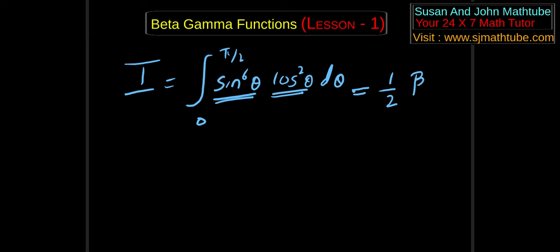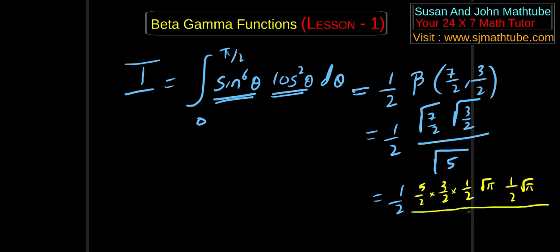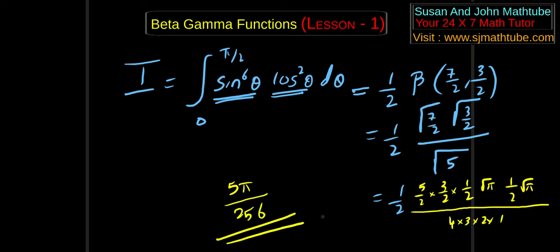So we get 1 by 2 beta, 6 plus 1 is 7, 7 by 2, 2 plus 1 is 3, 3 by 2. And that will be 1 by 2 gamma 7 by 2, gamma 3 by 2, the whole divided by gamma 7 plus 3, 10, 10 by 2, 5. And that's equal to 1 by 2. The answer will be 5 by 2 into 3 by 2 into 1 by 2 root pi, and again 1 by 2 root pi, the whole divided by 4 factorial. That's it. You are supposed to get 5 pi by 256. So that is a small video.